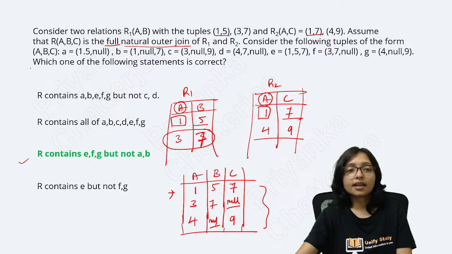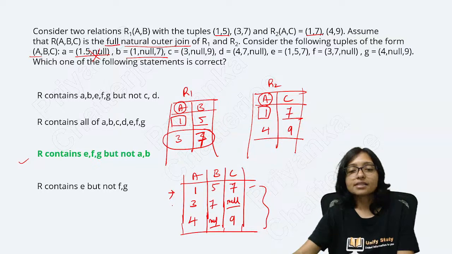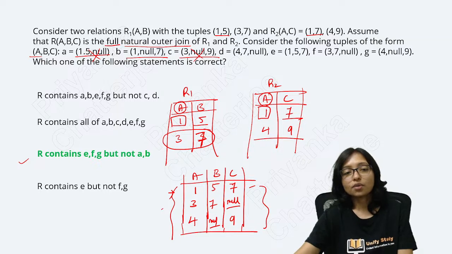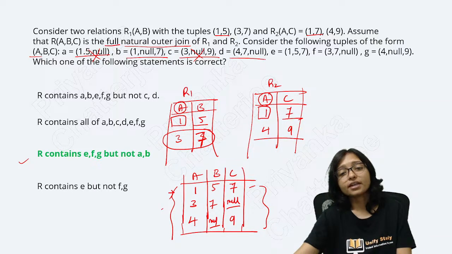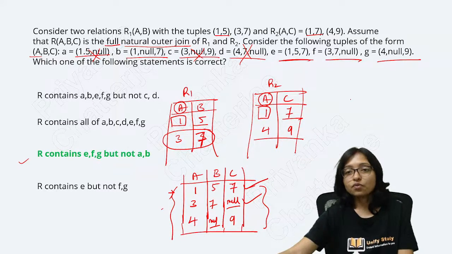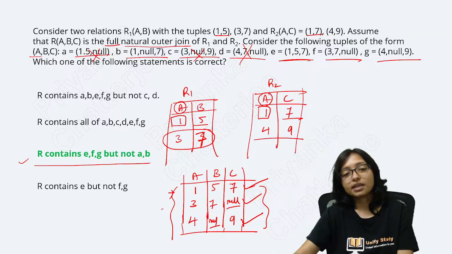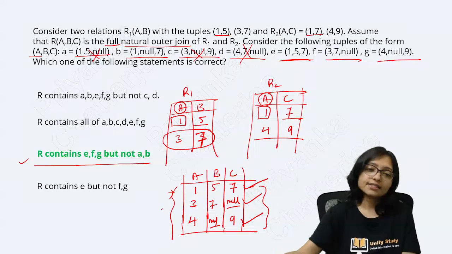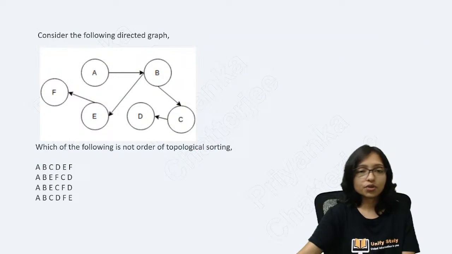Now you can see here A, B, C, what are present? 1, 5, null. Is it present? No, this is not present. 1, null, 7, is that present here? No. 3, null, 9, that is also not present. 4, 7, null, is it present? No. 1, 5, 7, this is present. 3, 7, null, this is present. 4, null, 9, this is also present. That's why your answer will be E, F, G are present but not A, B. That is your answer. I hope it is clear to everyone.